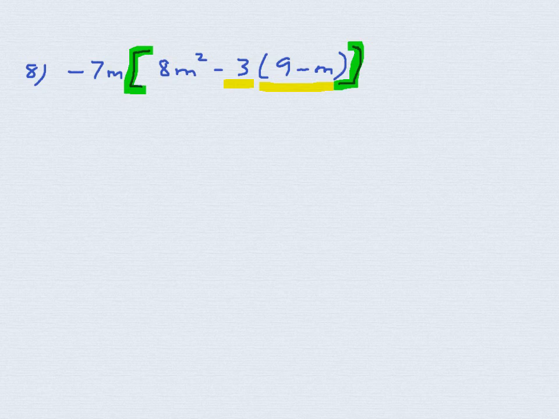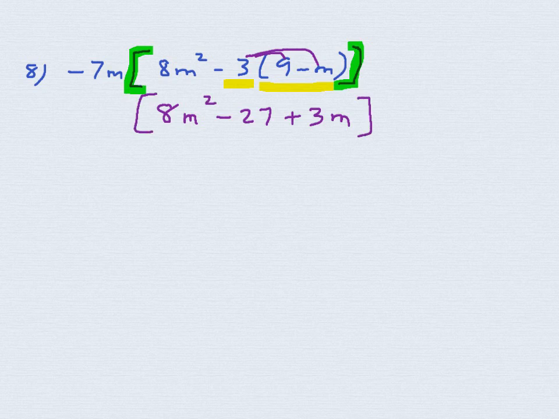So I'm going to start on the inside, and I'm going to take the minus 3 and multiply it by the 9. I'm going to get minus 27. Take the minus 3 and multiply it by the minus m. I'm going to get plus 3m. And now that bracket is gone, the round bracket. The 8m squared remains. I'm going to keep the square bracket, and I'm going to rewrite the coefficient in the front. I've done one step. I've cleared the inner bracket.